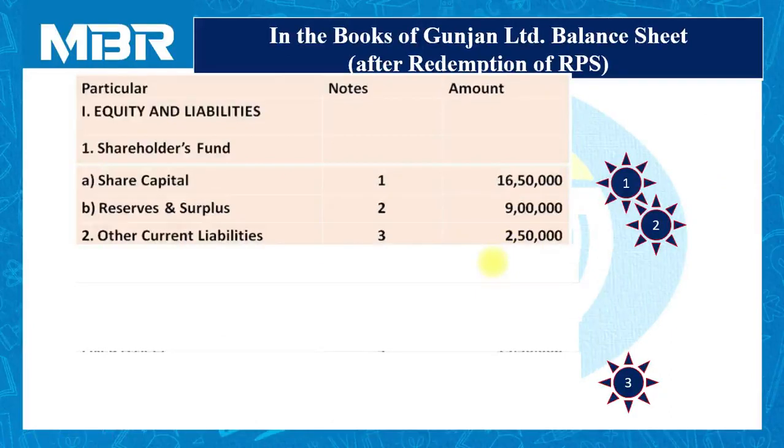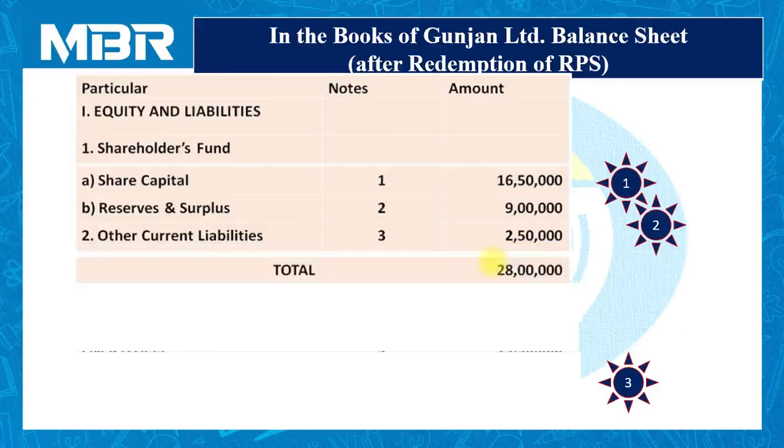You can prepare a separate note number 3 in order to calculate other current liabilities. If you don't want to prepare it, you can simply calculate with the help of your calculator and directly insert the figure in the balance sheet. It is not necessary because no extraordinary calculations are involved in the calculation of other current liabilities.